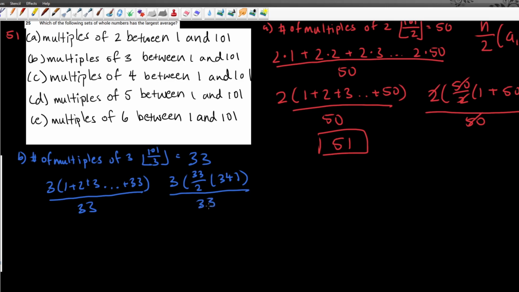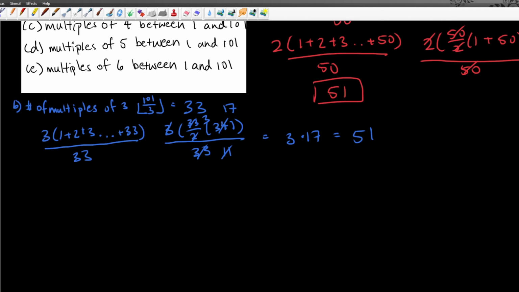Over 33. The 3 and the 3, this gives us 11. The 2 and the 34 cancels out, gives us 17. And then the 11 and the 33 cancels out, gives us 3. So then 3 times 17 is equal to 51 again. So it means that these two averages are the same. And since these two averages are the same, we know that A and B cannot be right because we can't pick two answers.